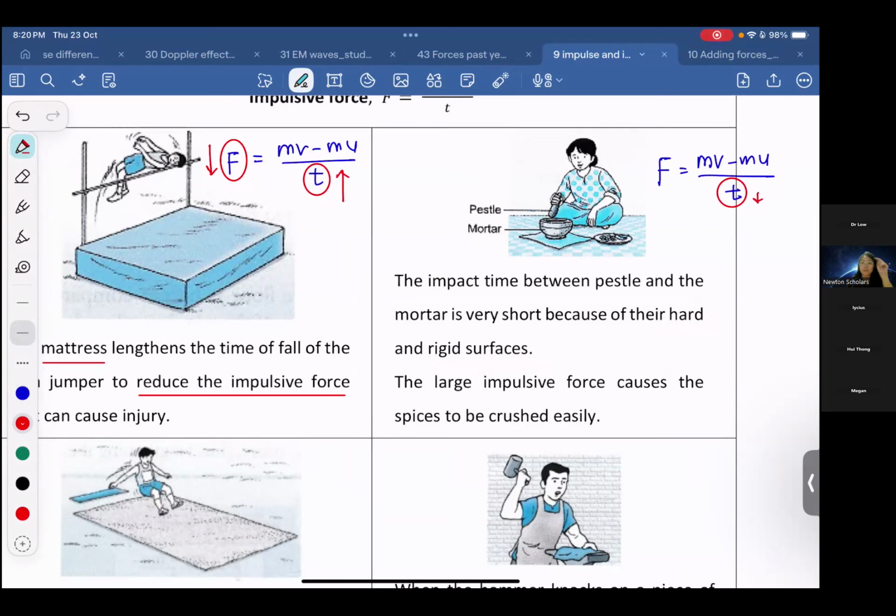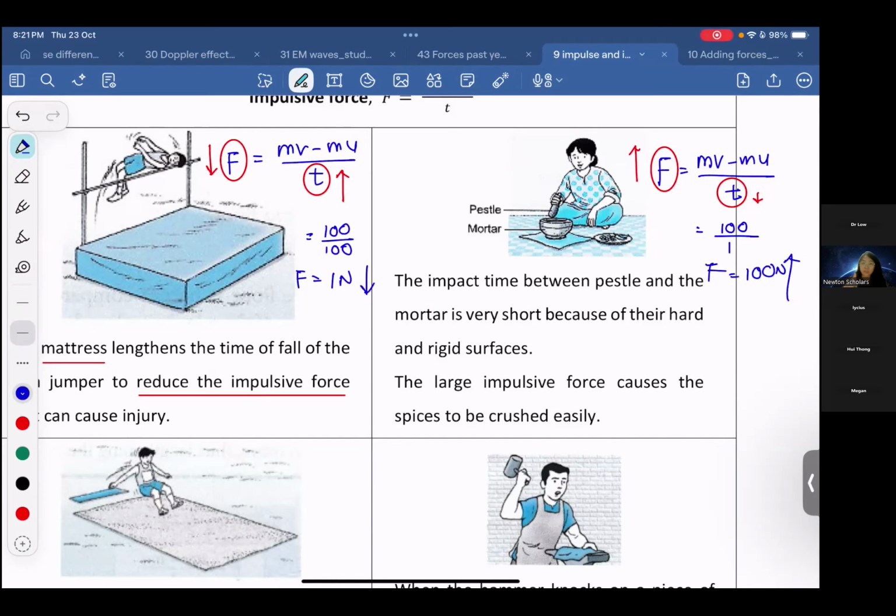Imagine 1 over 1/100, you get 100, a big value. So if your value for time is small, your impulsive force will become high. Okay? So if your mathematics is not good, I will just give a simple example. 100 divided by 100, you get 1. This one, 100 divided by a small value, let's say 1, you get 100. Can you see that your force increases? This one, your force decreases.